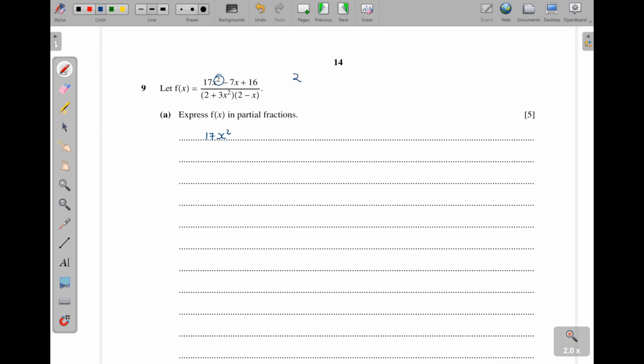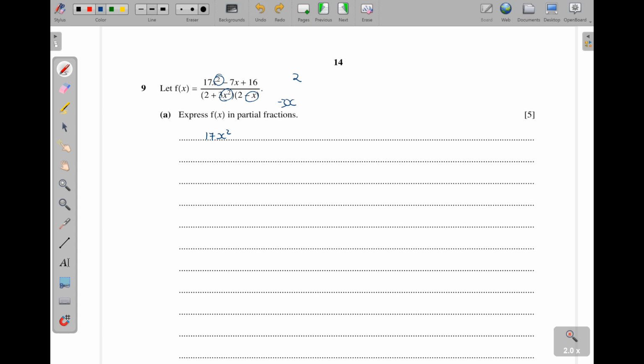The highest power here is going to be when this x squared multiplies with this negative x, so we shall have negative x times negative 3x, then cubed. So the power here is a 3. So this is a proper fraction because the degree of the numerator is less than the degree of the denominator.